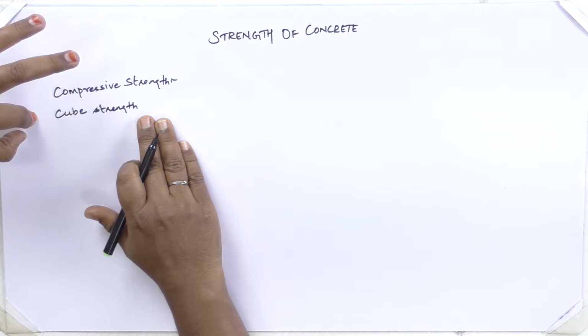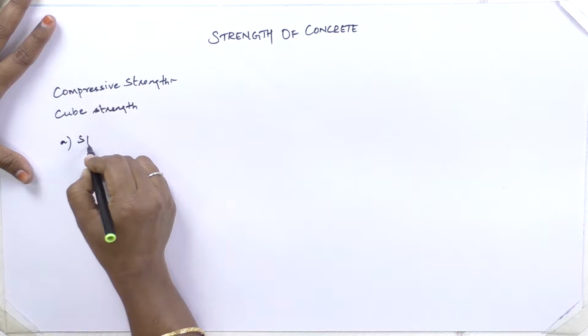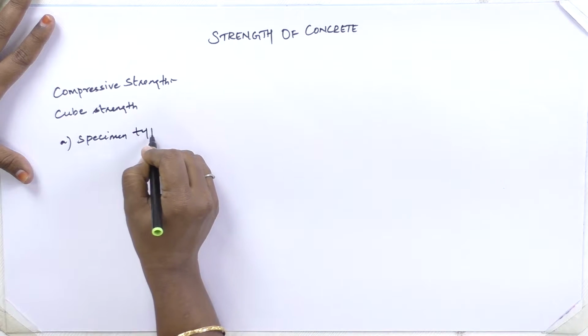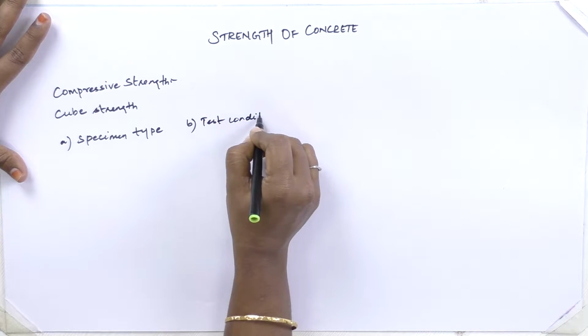The strength of concrete is estimated through this cube strength, and this cube strength is mainly used for design purposes. It is determined through an experimental process, through specimen testing, and the determined strength depends upon the specimen type and test conditions.